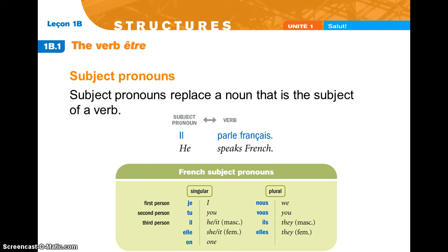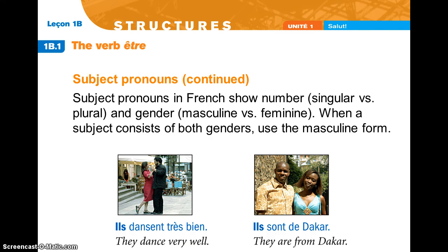Let's look a little bit more closely at these pronouns and the purposes that they serve. You don't have to add this line to your notes, just continue with the rest of this explanation. Subject pronouns in French show number, meaning singular versus plural, and gender, masculine versus feminine. When a subject consists of both genders, use the masculine form. Even if you have a room full of 100 girls and then you have one boy walk into the room, you're going to use the masculine plural form.